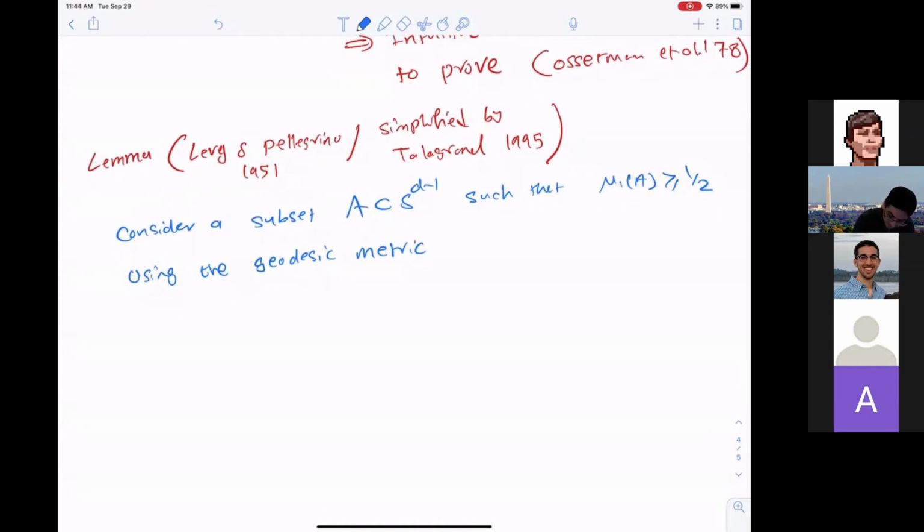In that case, if I look at the epsilon expansion of this subset, I have a subset that covers more than half of the sphere. This epsilon expansion is at least as large as the epsilon expansion of a half sphere.